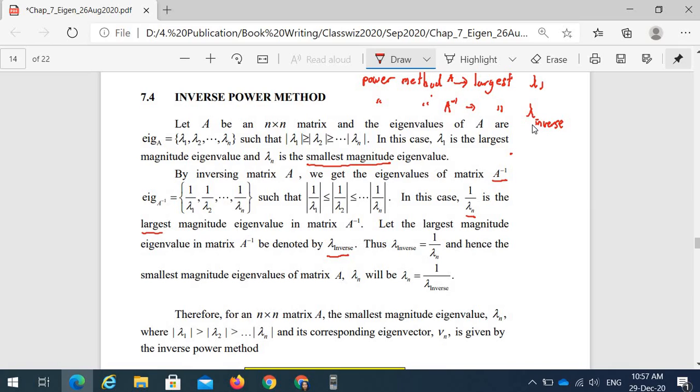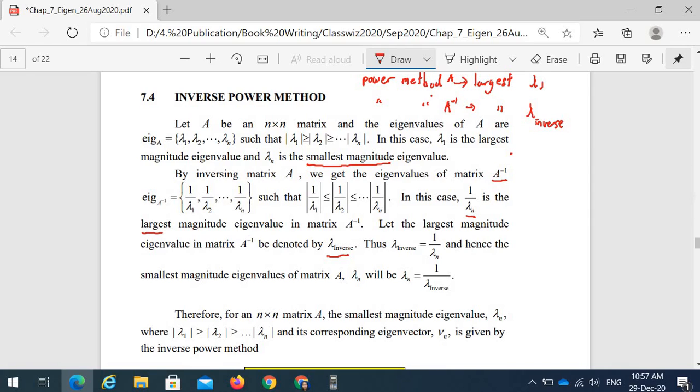When you apply the power method on matrix A, you get the largest magnitude eigenvalue, lambda 1. When you apply the power method on A inverse, we get the largest eigenvalue, denoted lambda inverse, which is the largest magnitude and equal to 1 over lambda n. Hence lambda n is the smallest, right? So the smallest eigenvalue will be equal to 1 over lambda inverse.